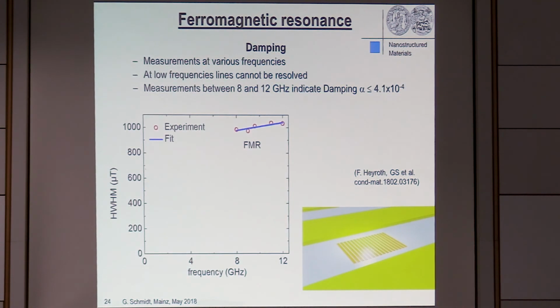By the way, we already extracted some damping from this one. We could not measure at many frequencies because we also had overlapping lines, as you saw. But between 8 and 12 gigahertz, we could extract a damping which should be at least smaller than 4 times 10 to the minus 4. This is already a pretty good number.